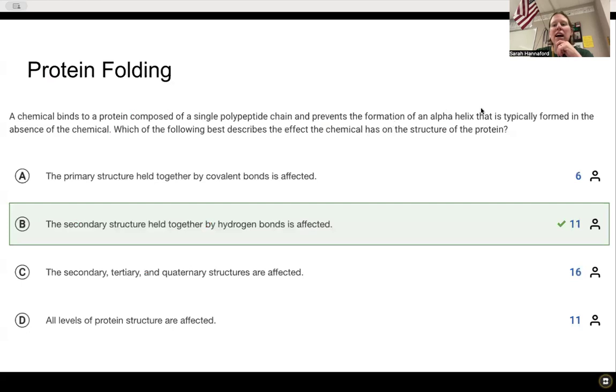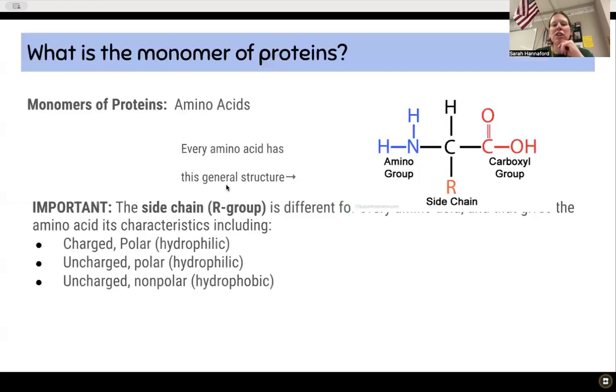So if you were looking at an alpha helix, that would definitely be the secondary structure. So the secondary structure, which is held together by hydrogen bonds. So the primary structure, so first, just what are the parts of our proteins? So proteins are made up of amino acids, so individual amino acids joined together to make up a protein. And so there are three parts to an amino acid.